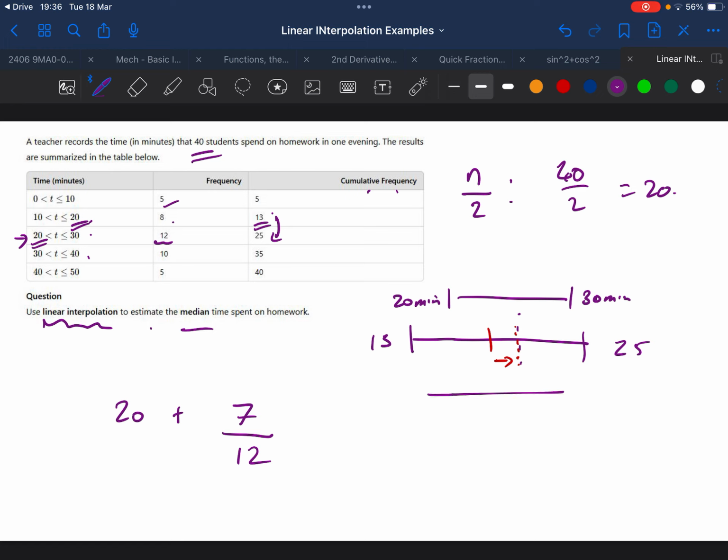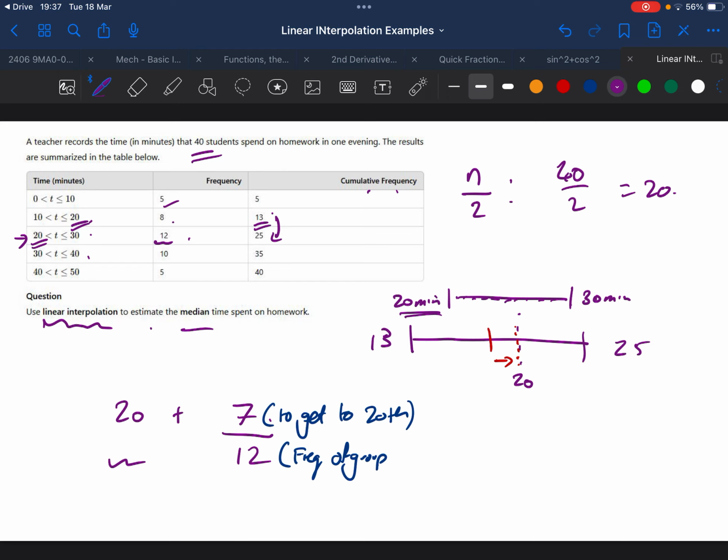So if we know how wide the group is, and the group frequency we said was 12, 7/12 takes us from that 13 to the 20th position. And then we're going to do a proportionate thing of the distance along here. We're going to assume that everybody is equally spread in a linear way. So our jumping off point, our starting point, is 20 minutes. 7 more, because to get to 20 people or the 20th position. 12, because this is the frequency of the group.